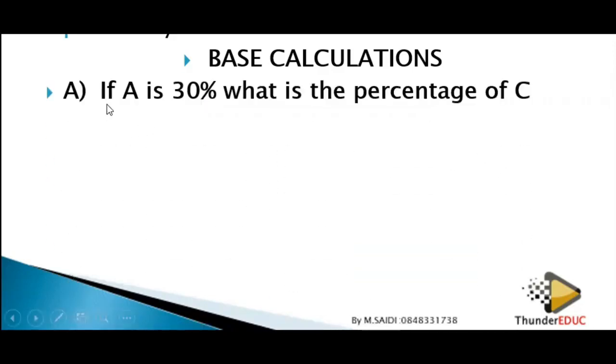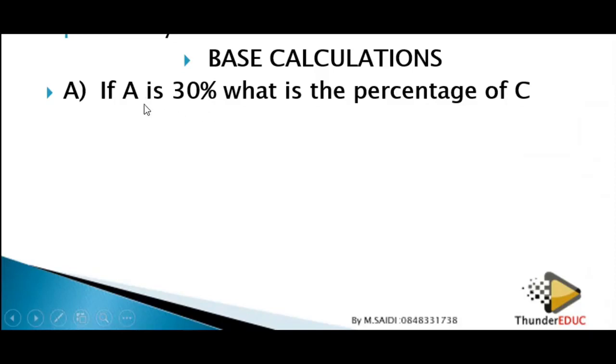Here is the first question. If adenine is 30%, what is the percentage of cytosine? We know that adenine does not go with the cytosine. So how are we going to bring about the percentage of cytosine? In this case, you know that percentage means out of 100. When you say that you have got 30%, it means that you have got 30 out of 100. If they say that you have got 60%, it means that you have got 60 out of 100.